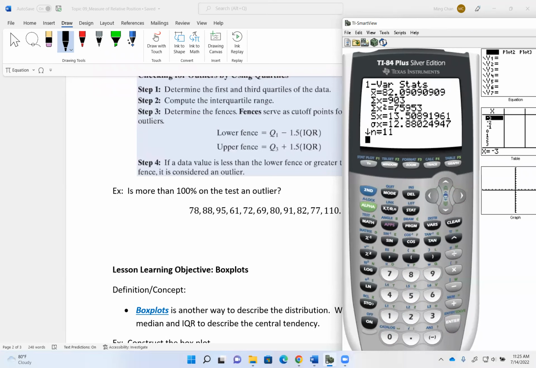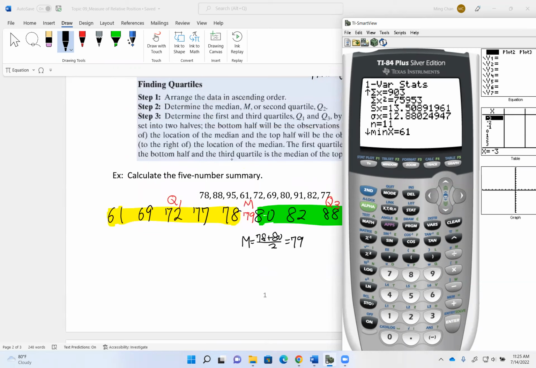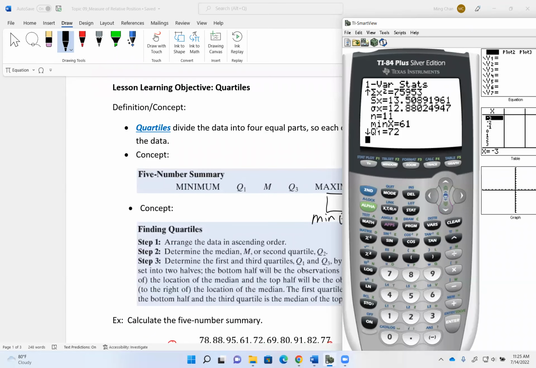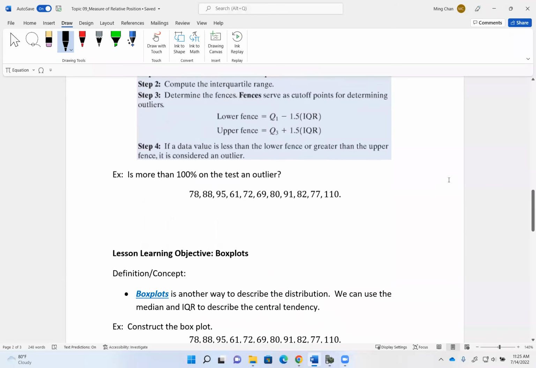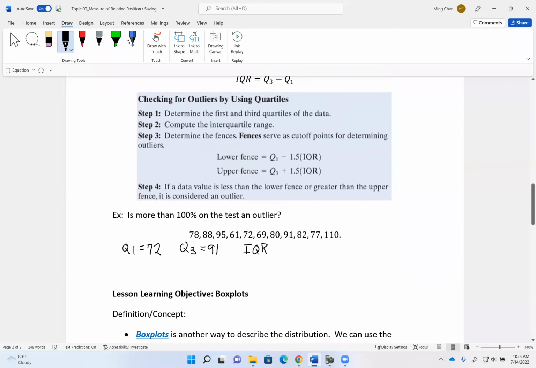Once you get this answer, press the down arrow key. That's your minimum. So the 5-number summary is minimum, Q1, median, Q3, and maximum. Our Q1 is 72. Our Q3 is 91. So to compute the interquartile range, 91 minus 72, which is 19.